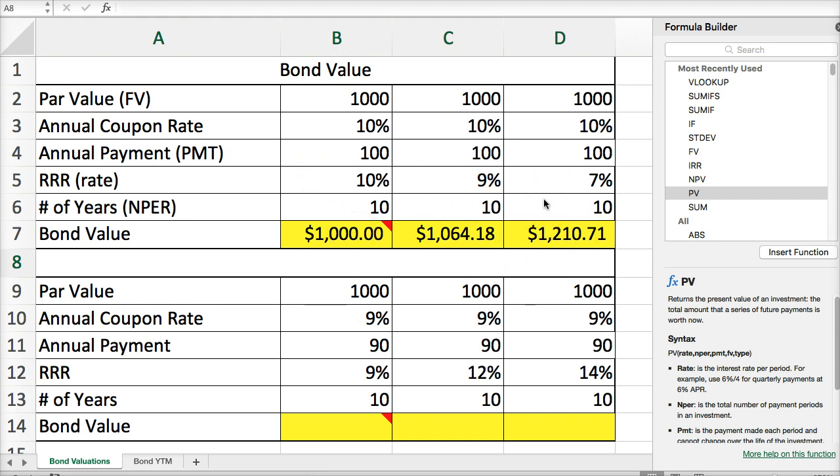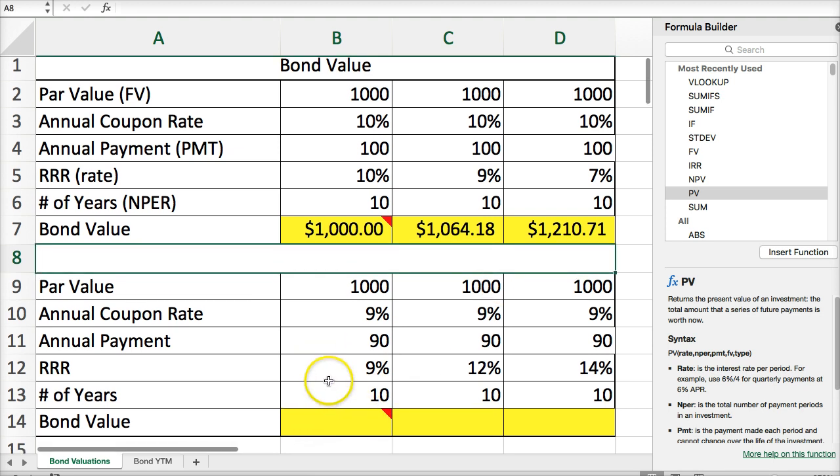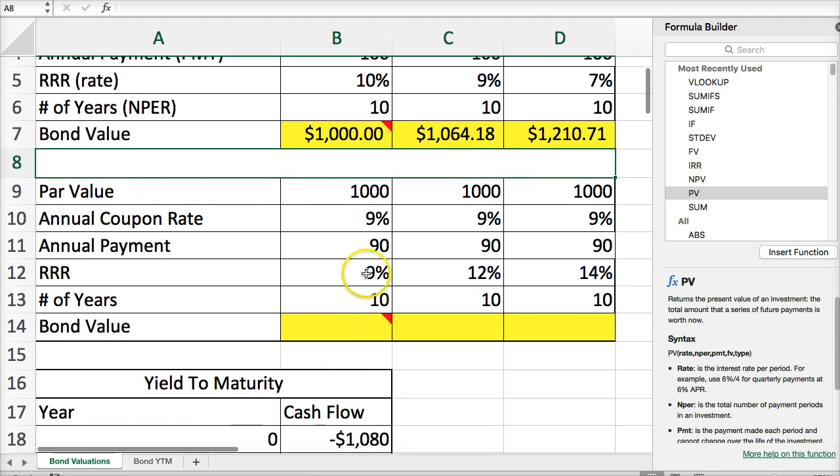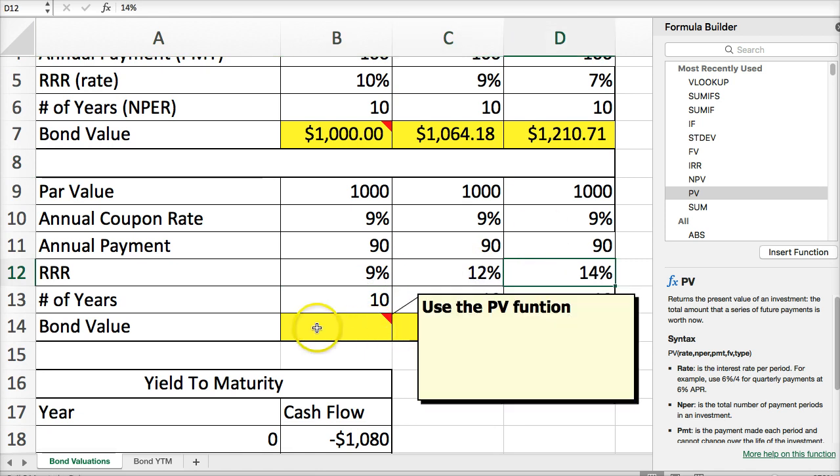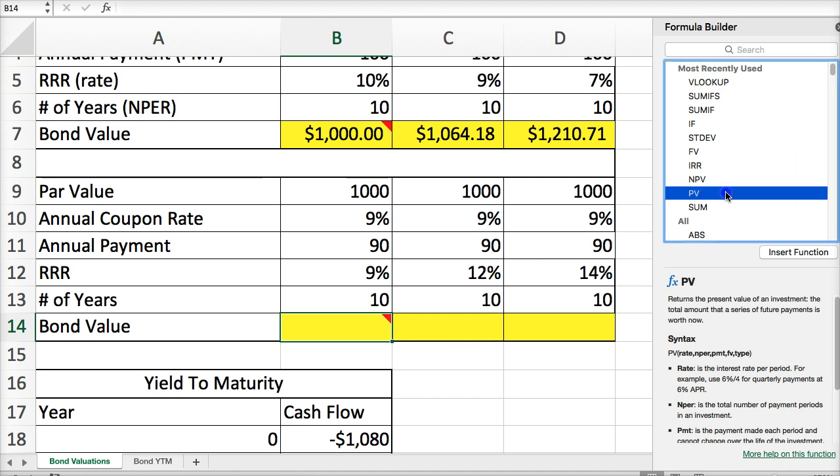Now, when we do these calculations down here, you may want to pause the video and try this yourself, but we see that interest rates now are increasing. So we'd expect the bond prices to be lower as an inverse relationship. So pause the video and see if you can calculate these by yourself. And then start the video again, and I'll show you using that same present value.